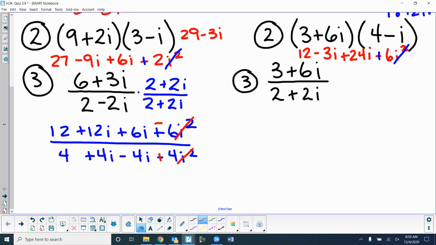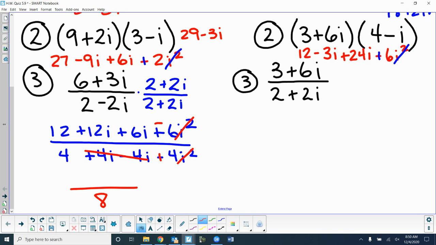-6, +4, cancel. So what's the bottom? 8. And again, the shortcut, square the 2, and add. What's 2 squared plus 2 squared? 8. Right? 4 plus 4. That's the shortcut for the bottom when they're conjugates. Because they're always going to cancel in the middle. So basically just doing first and last. But it's always addition. Because it'll be minus something i squared. It's always going to change it to plus that something.